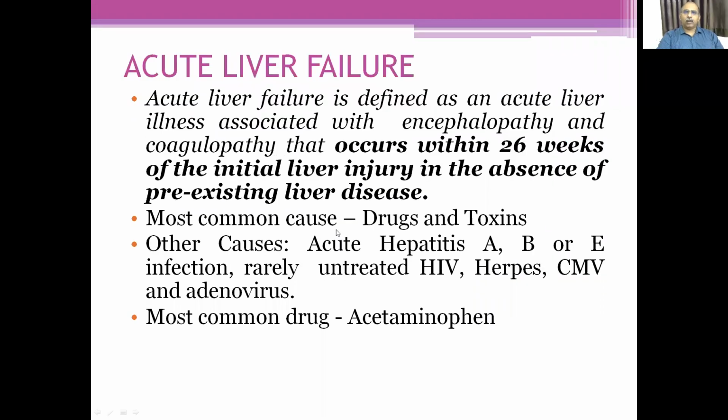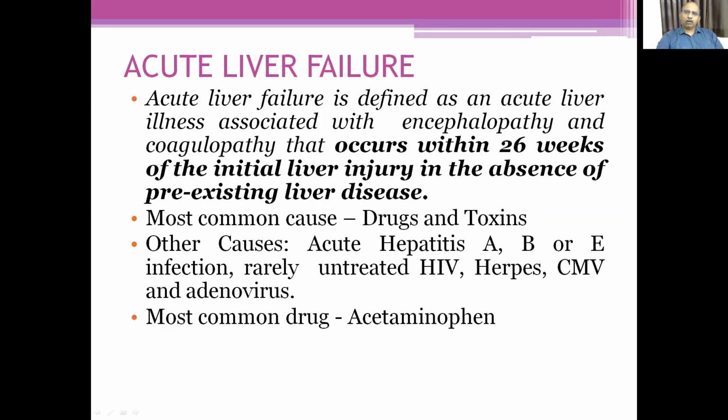Okay, so acute liver failure. We need to know the definition of acute liver failure. Kindly observe this. Acute liver failure is defined as an acute liver illness associated with encephalopathy and coagulopathy that occurs within 26 weeks of the initial liver injury in the absence of pre-existing liver disease. 26 weeks, that means almost 6 months.